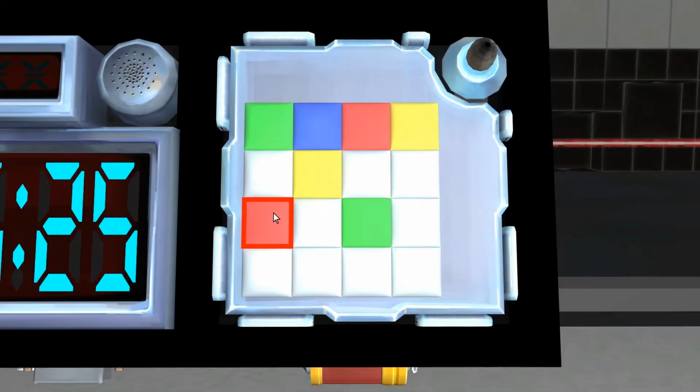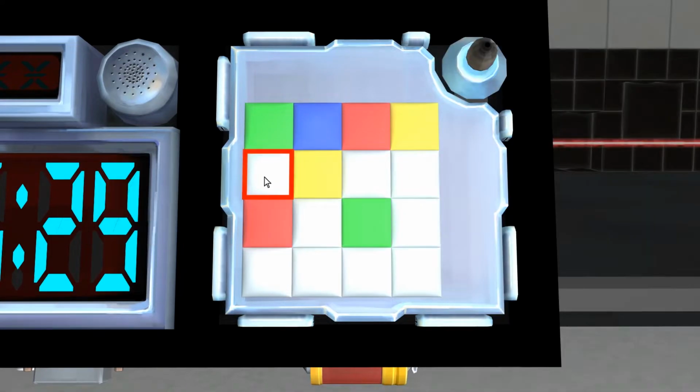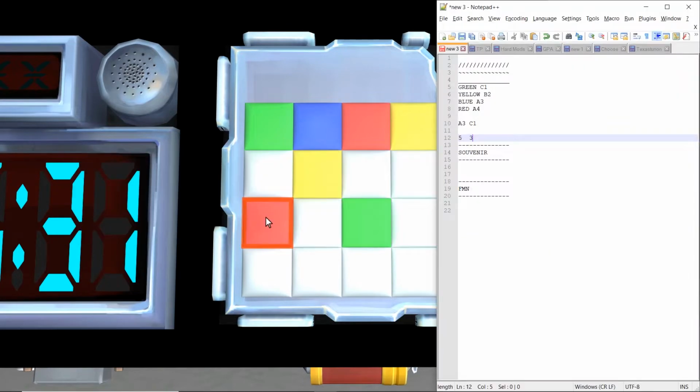And Alpha 3, moving about the x-axis, goes here. But since it's white, we just press Alpha 3.